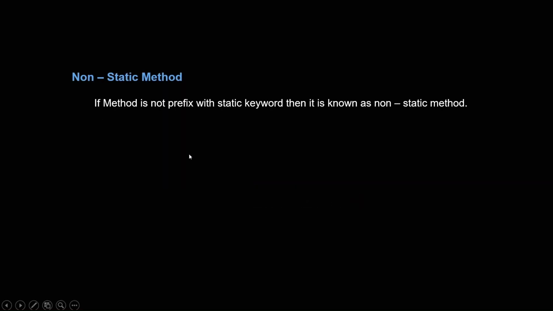Let's go to the next one, a non-static method. The definition of a non-static method is similar to that of variables and non-static members. If a method is not prefixed with the static keyword, then it is known as a non-static method. It means your method should not be annotated or prefixed with the static keyword.